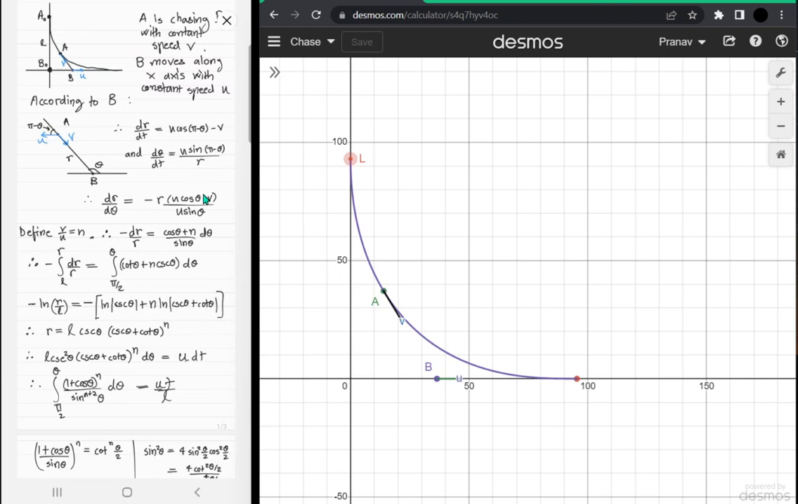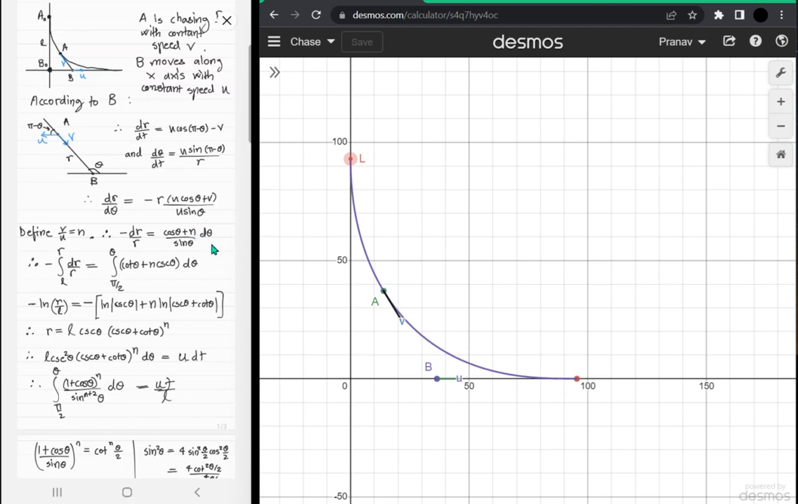Then you will notice that the integration of v cosine theta, or maybe I should say v cosine of pi minus theta, so that would be negative v cosine theta. So the integration of negative v cosine theta dt is just the x component of the displacement of A. And using that, this complete problem can be dealt with very easily.